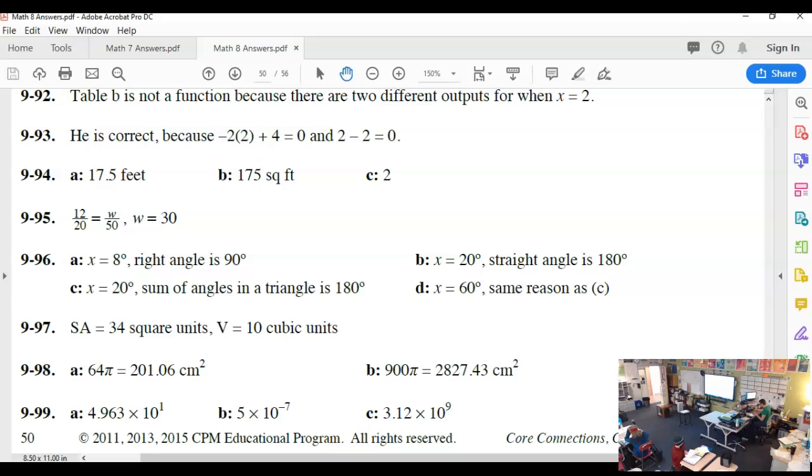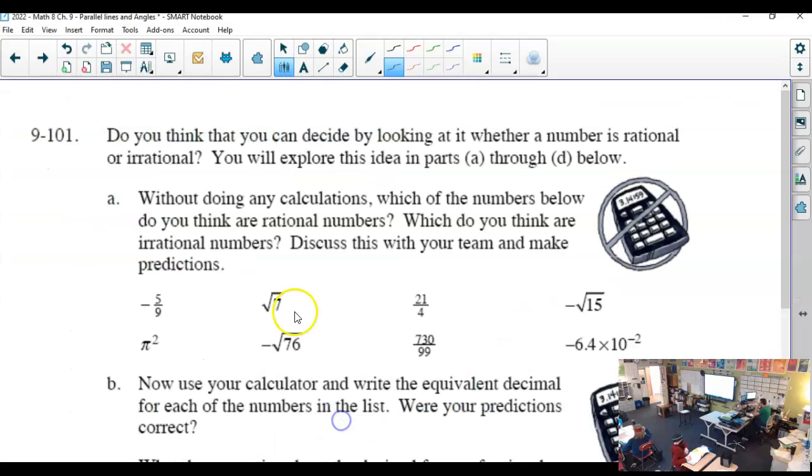All right, any last questions? I have one shrimp left. So, while I finish this lonely shrimp, you and your team discuss which of these numbers are irrational.